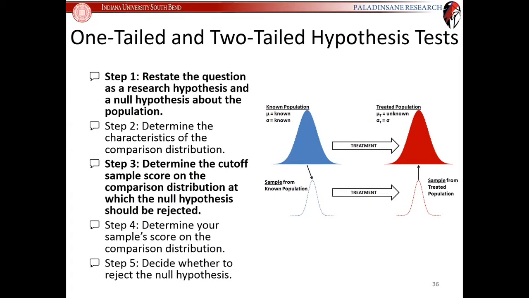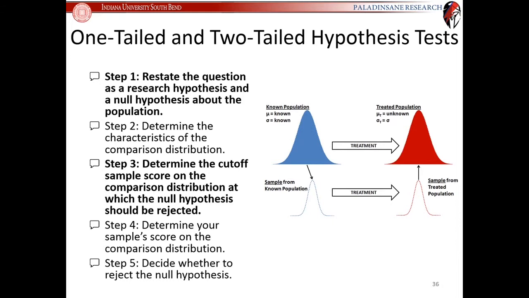All right, so you now know how to do step 3. Determine the cutoff sample score on the comparison distribution at which the null hypothesis should be rejected. You first determine, is it a one-tailed or a two-tailed hypothesis test? You next determine what's the alpha level.